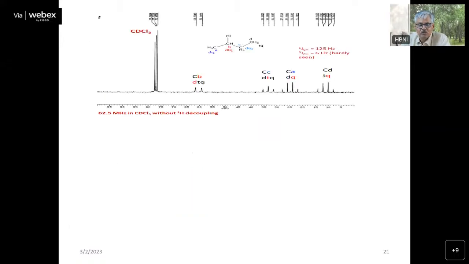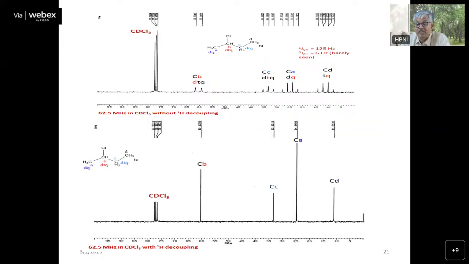Now this is the same spectrum I am showing here. If you do proton decoupling, that means you are removing the proton couplings from the carbon spectrum, and all the carbons will now come as single signals. So now this carbon has become a singlet, this carbon has also become a singlet, this also becomes a single line, this also becomes a single line. Okay, so this is the way carbon 13 spectra are normally recorded, after decoupling.